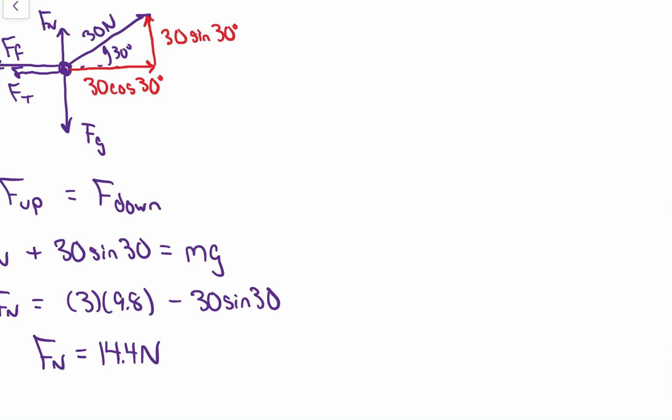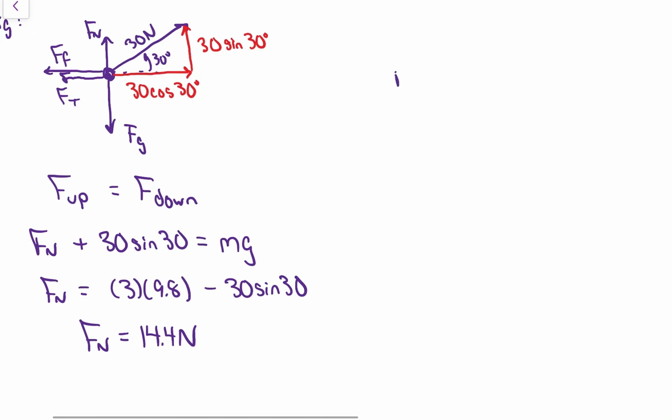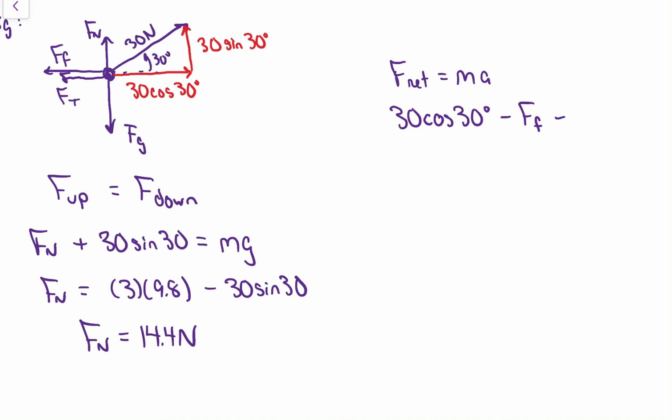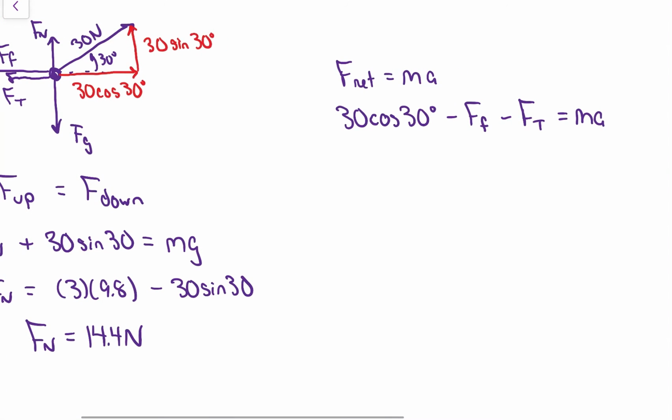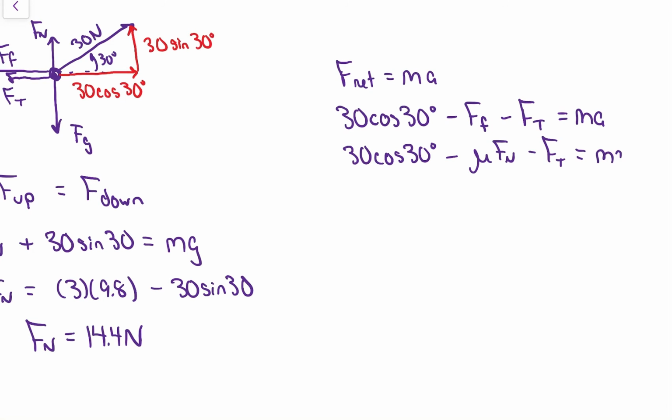Now I'm going to look at the horizontal. Horizontally, it's an F net equals ma situation. There's only one forward force. That's the 30 cos 30. But I've got 2 backward forces, so I'm going to have 2 negatives. The friction is backwards, and the tension is backwards. That's equal to ma. 30 cos 30, I'll crank that out as a number shortly. Friction's mu Fn. Ft I can't do anything with. That's equal to ma.